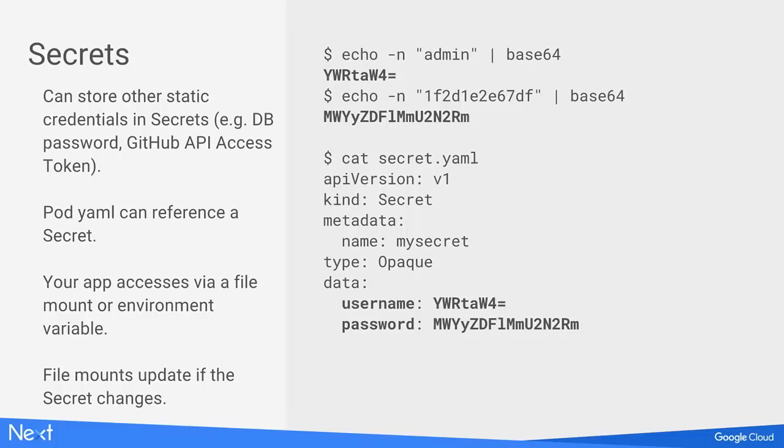So to give you a brief example of how that works, in the code snippet on the upper right, you can see that the username in this case is admin, and Kubernetes YAML does base64 encoding for these. So that's the YWR string. Maybe we have a fun password like 1F, 2D, etc. That's also base64 encoded. And so in order to specify the secret, we specify the API version, the kind, metadata, give it a name, my secret. And then we pass in the data as a username and password field.